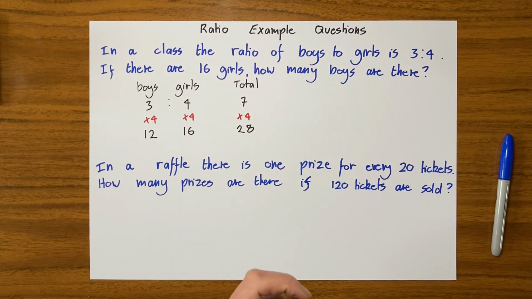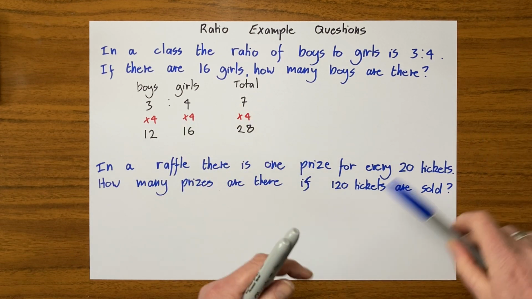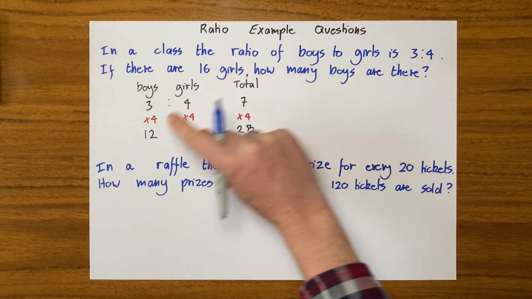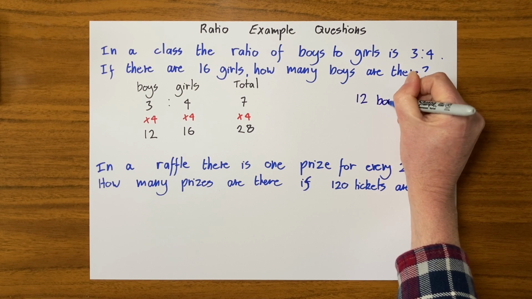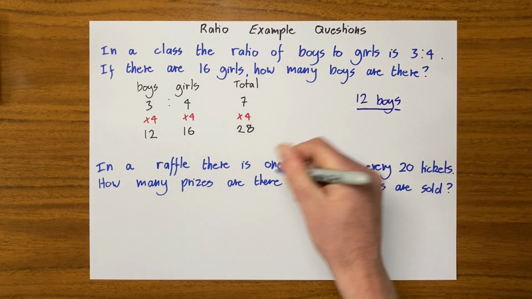equals 28. So just to go back and make sure we've answered the question, if there are 16 girls, how many boys are there? There are 12 girls. Sorry, 12 boys. There we go, and underline it. Right, let's look at this next question here.